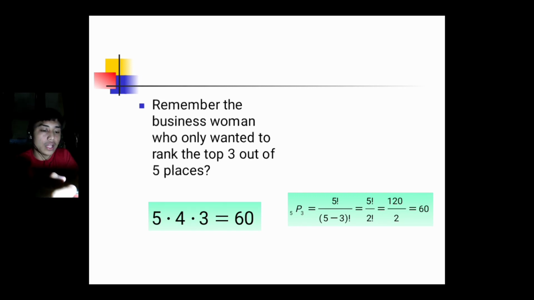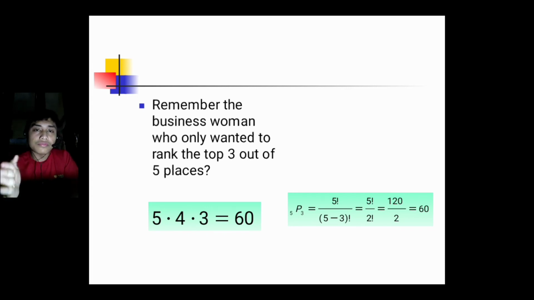So n is equal to 5, then the r is equal to 3. So 5 factorial, ayan na, yung kinopya lang dito, oh. Then ma-minus natin ito, 5 minus 3 is equal to 2. So we have only 2 factorial.